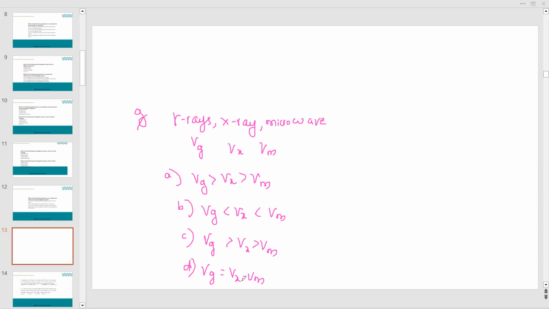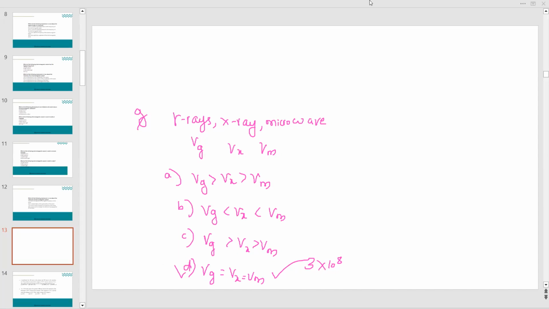For the speed, as we know, the electromagnetic waves are moving with the speed of 3 into 10 raised to 8. Therefore, Vg is equal to Vx is equal to Vm. That is option D is the correct answer.